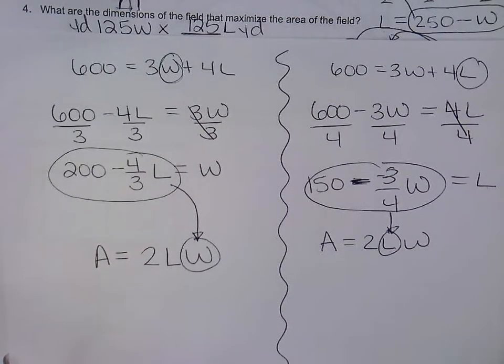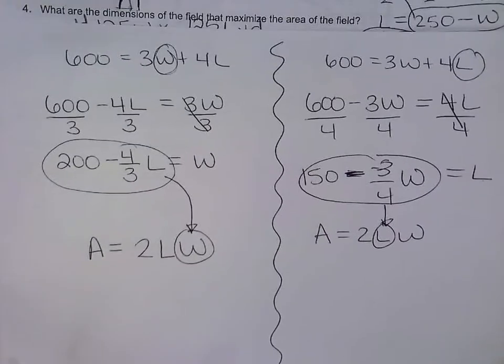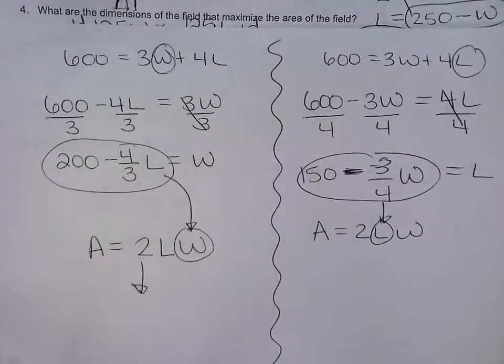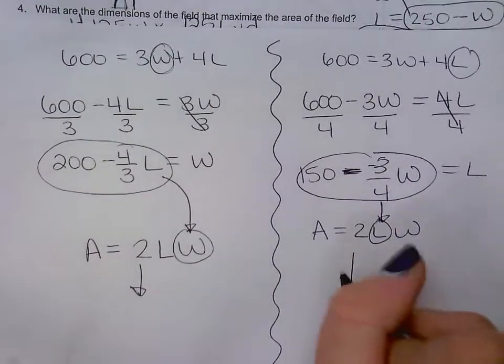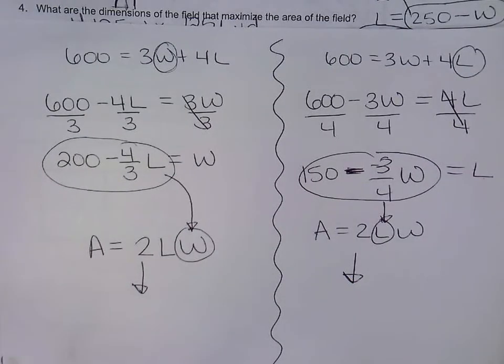So you should be on one of those two next steps. So either take this equation further and put it in standard form, or take this equation further and put it in standard form. And then you're just finding your vertex. Once you have L, you're going to find your W, or once you have your W, you're going to find your L. But we should all end up with the same area and the same dimensions in the end, no matter which one we solve for first.